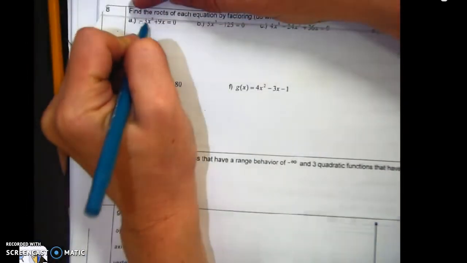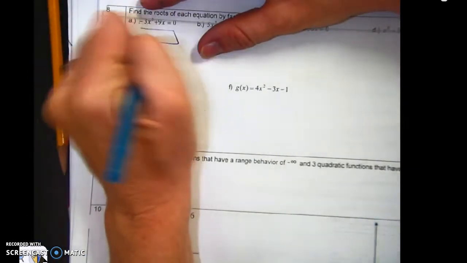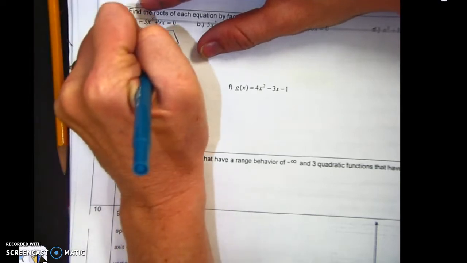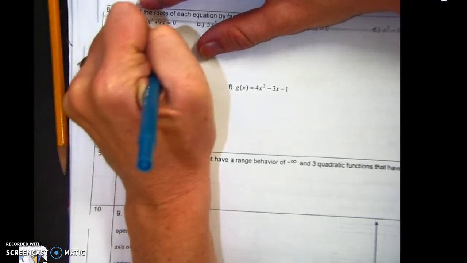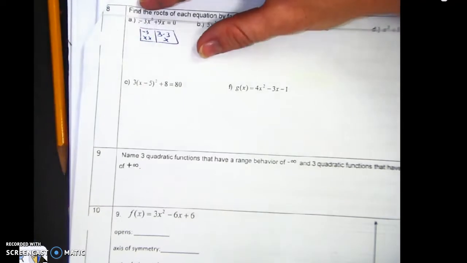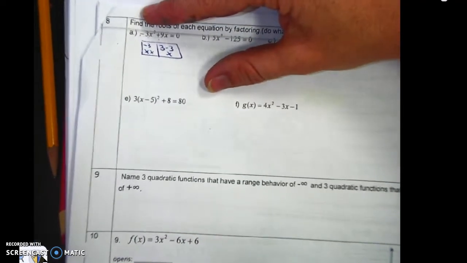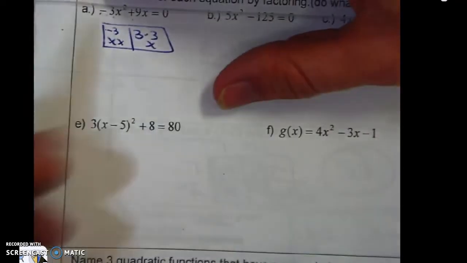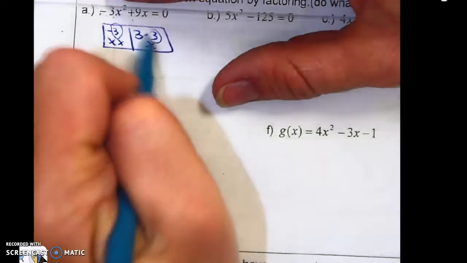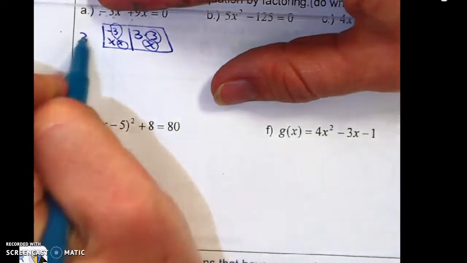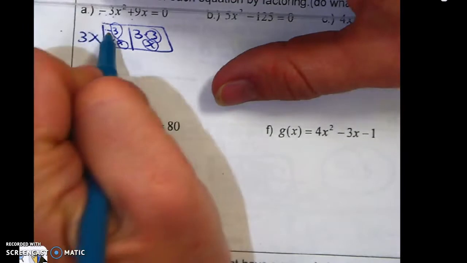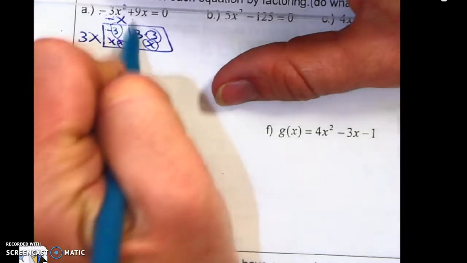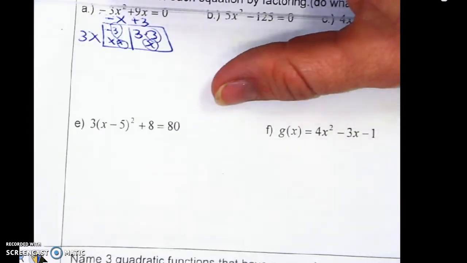So in this one, it's telling me that I should factor, but I can really do whatever I want. If you look, it's negative 3x squared plus 9x. So I can do my little box. Negative 3x, 3 times 3x. Make that a little bit bigger so you can see it. So what's the same? 3x, 3x. Whoosh. I'm left with negative x plus 3.